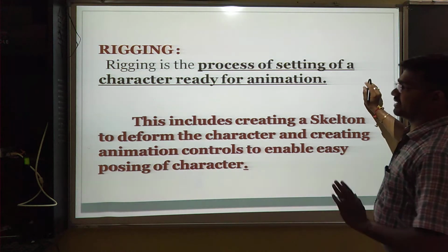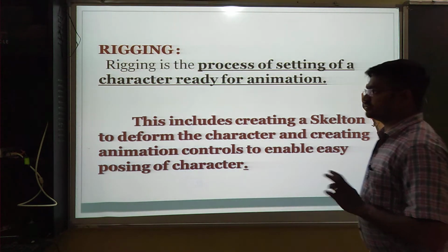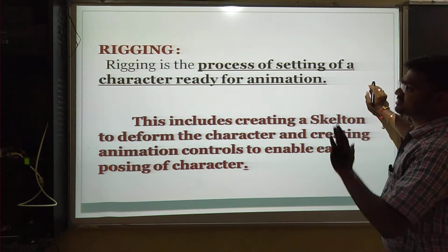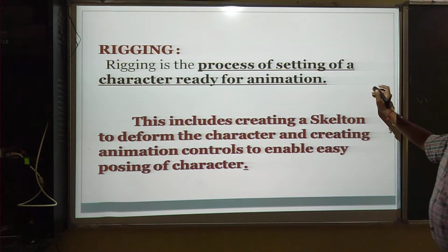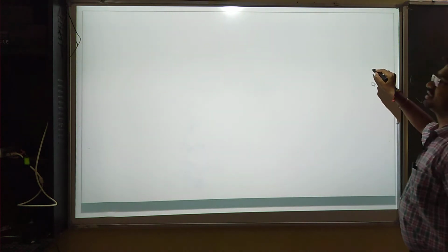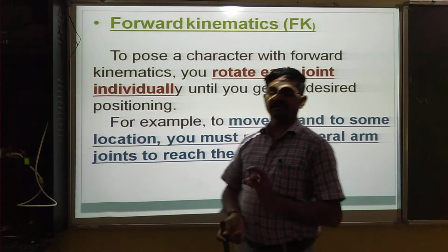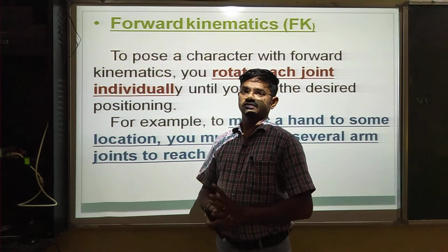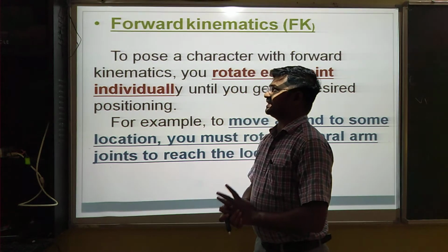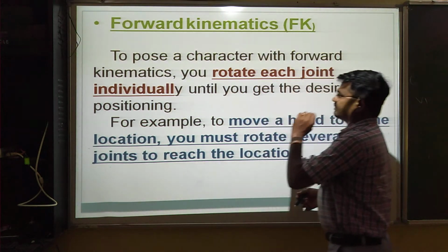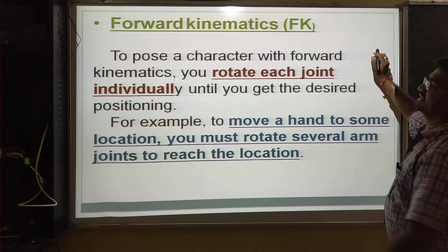What is the use of rigging in animation? Rigging is the process of setting a character ready for animation. In rigging there are two types of kinematics. The first one is forward kinematics.